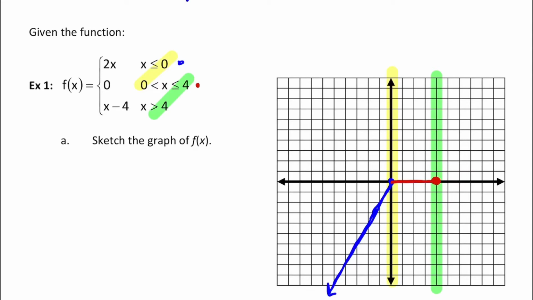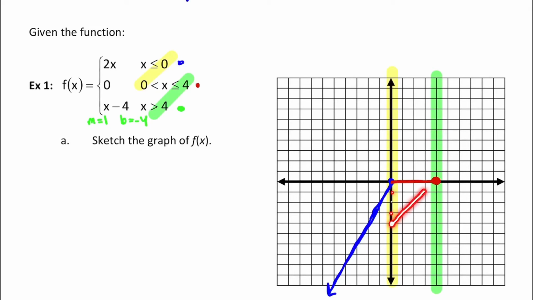Now for the last piece, again, this is linear. Okay, and what do we know? We know my slope is 1, and my y-intercept is -4. But we've got to be careful because this is not the y-axis. This is the y-axis. So your y-intercept is here, and your slope is 1.